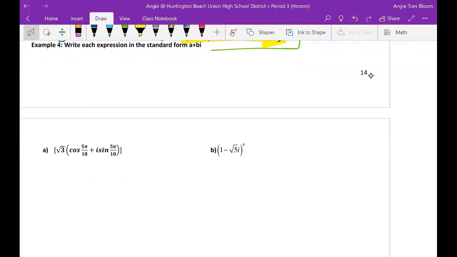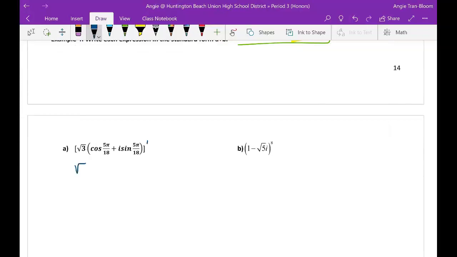radical 3 times cosine of 15 pi divided by 18 plus i sine of 15 pi over 18. Radical 3 to the power of 1, it's still the power of 1, no big deal. Cosine of 5 pi over 18. This is not one that you could do by hand or by memory, so I'm going to punch it in. Let me see if I'm in radians. I am in radians. Perfect.